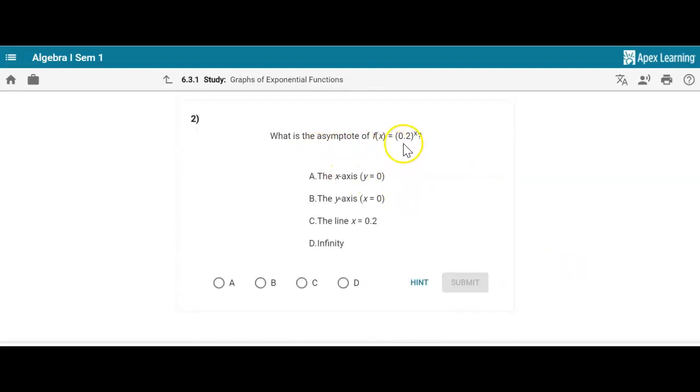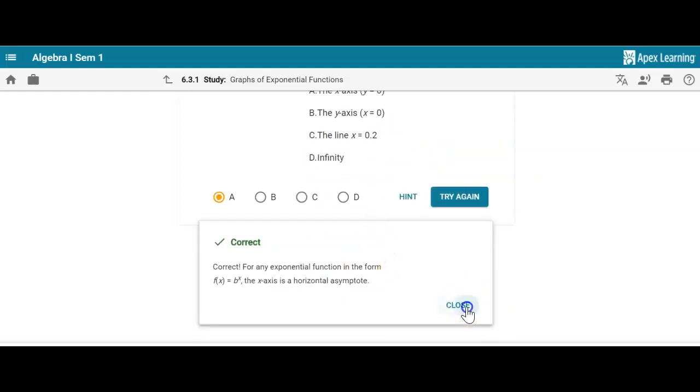What is the asymptote for f of x equals 0.2 to the x? When I look, it would be the x-axis, or the line y equals 0. And we'll talk about that a little more.